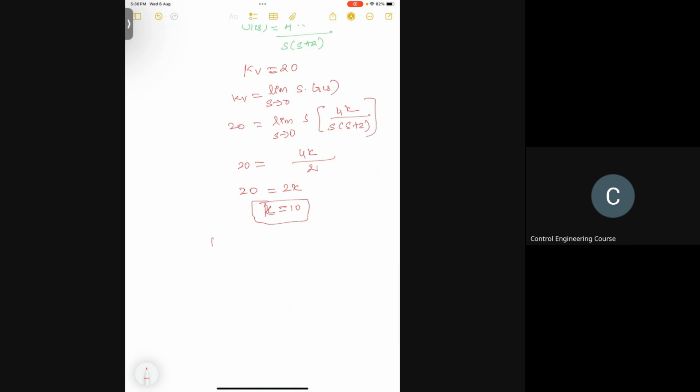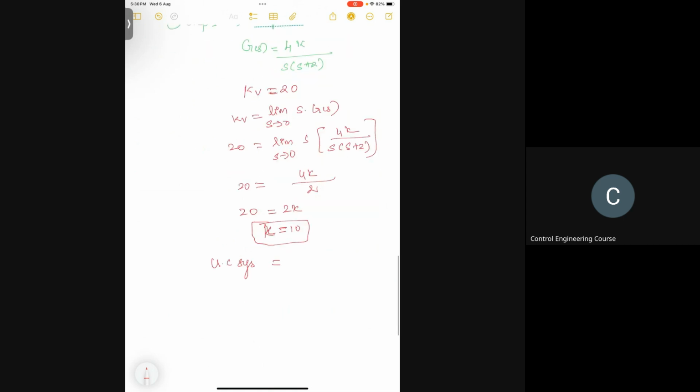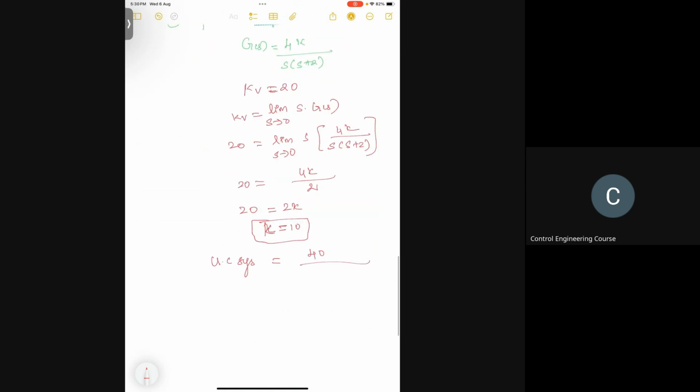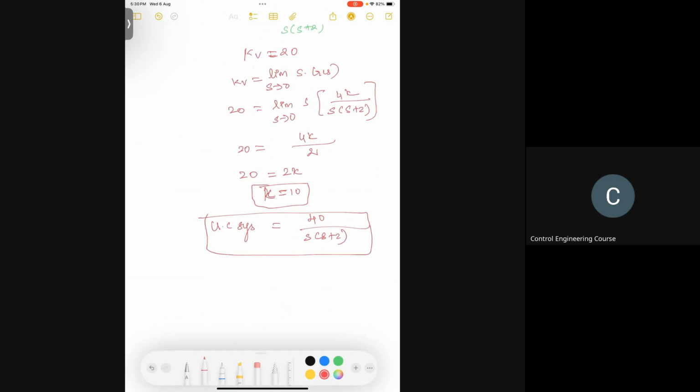The overall uncompensated system is 4 into 10, that is 40, divided by s into s plus 2. This is your overall uncompensated system. Now the second step is to plot Bode for the uncompensated system and check the specifications.